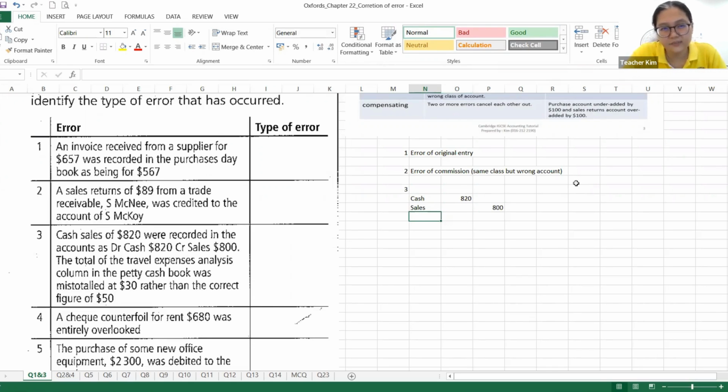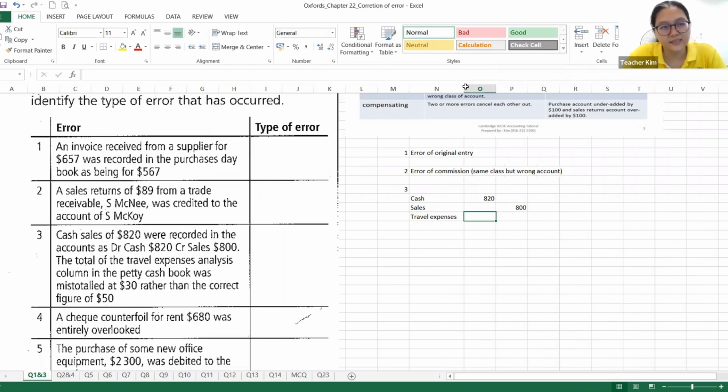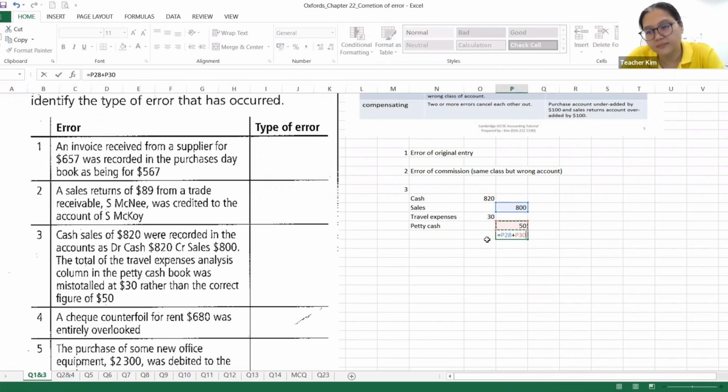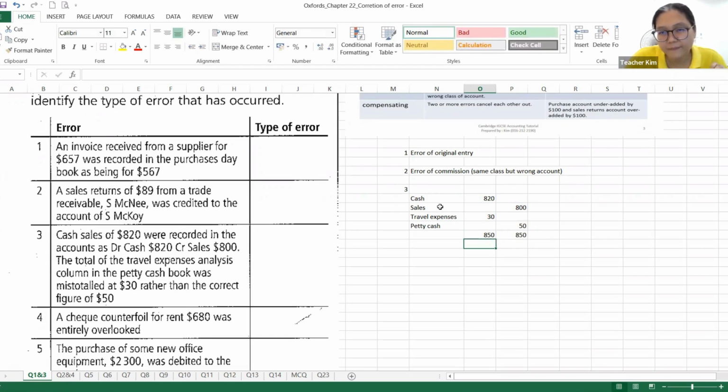800. Another mistake made is the travel expenses. We accidentally put 30 instead of the 50, and in the petty cash book we recorded 50. So now if we add the total of these two, debit and credit, you notice that our amounts are the same, balance, no error. But how many errors happened?